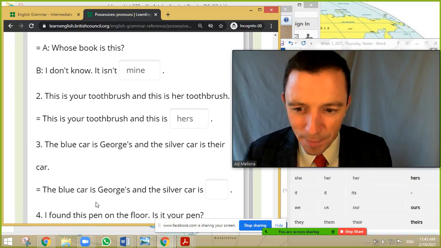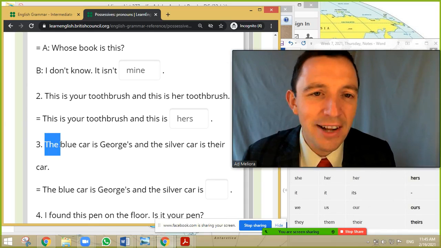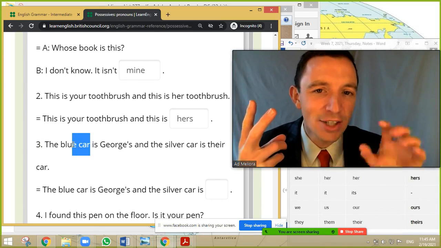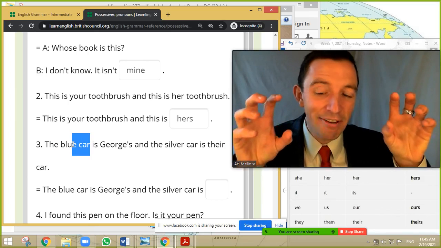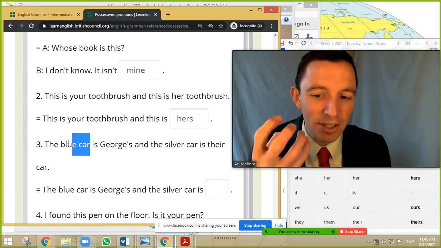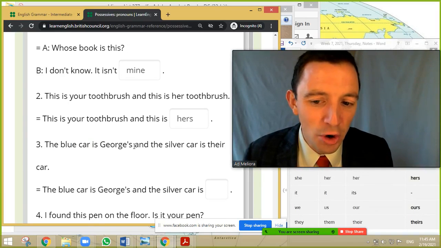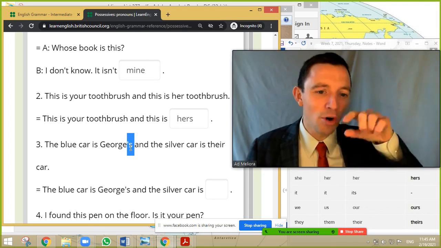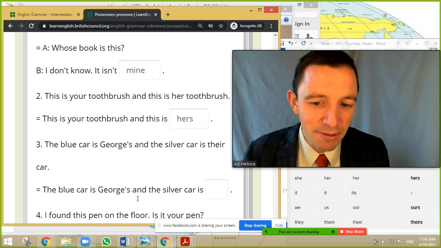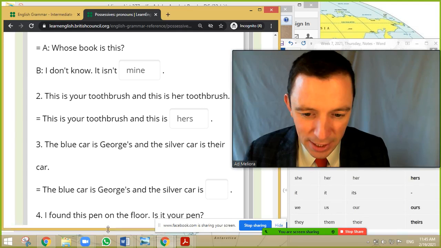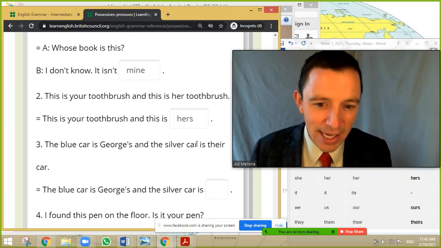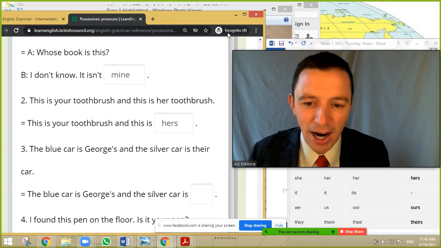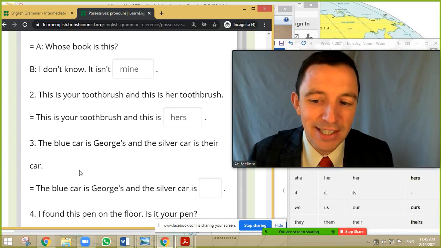So the blue car, so article, you remember definite article, indefinite article. Car is the substantive and the is definite, so their car, and blue is the adjective. The blue car is George's, so this is for possession. Brian's pen, George's car, okay? And the silver, I think we can see everything, and the silver car is their, do we have space here? Their car, sorry, that's perfect. So the silver car is their car.